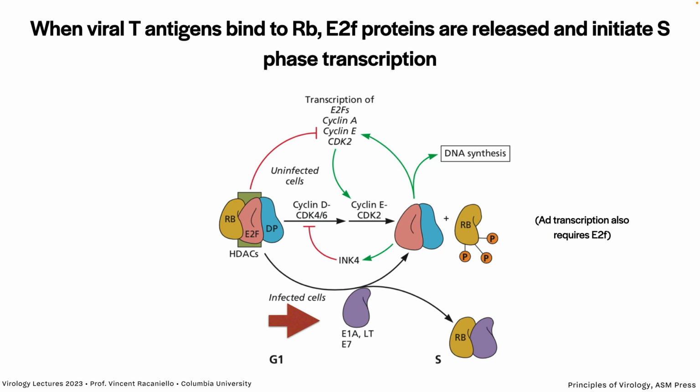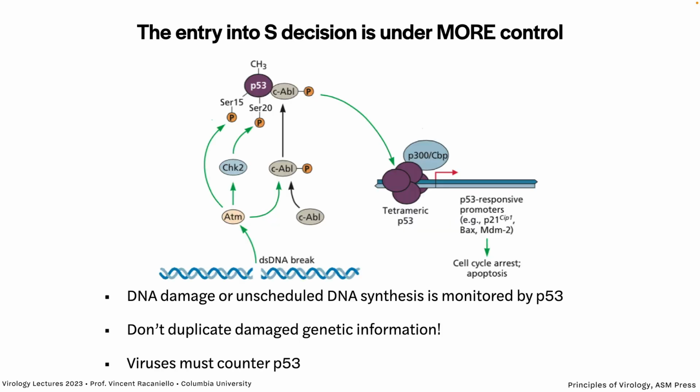Phosphorylation of RB is done by the cell. The binding of RB is done by these viral proteins. So the viral proteins bind RB, and now the cell cycle can proceed. Right? That's the normal function of these T antigens in virus replication. One more explanation before we sum all of this up.